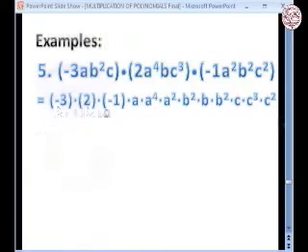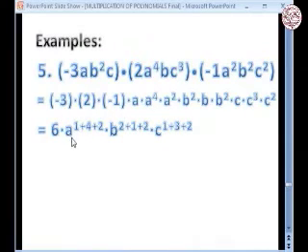Negative 3 times 2 times negative 1 multiplied with a times a to the 4 times a squared times b squared times b squared times c cubed times c squared. If you simplify it, that will give you 6. That is negative 3 times 2 times negative 1, right? That will give you positive 6.